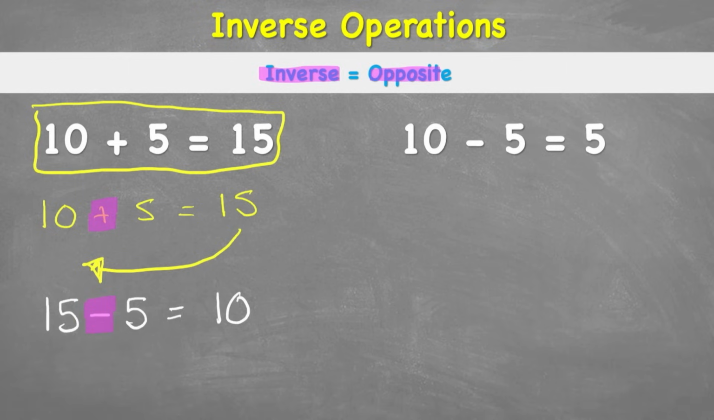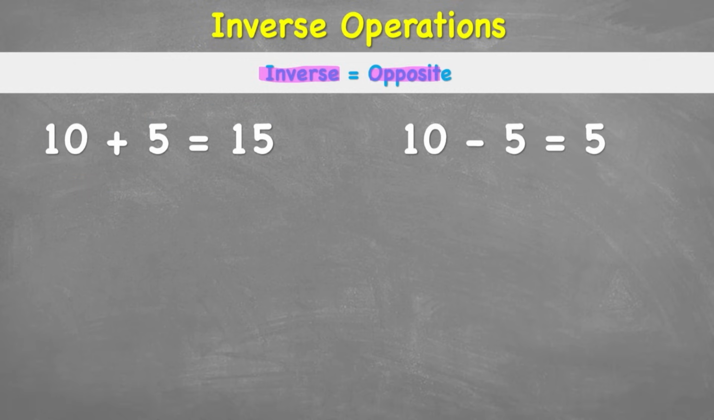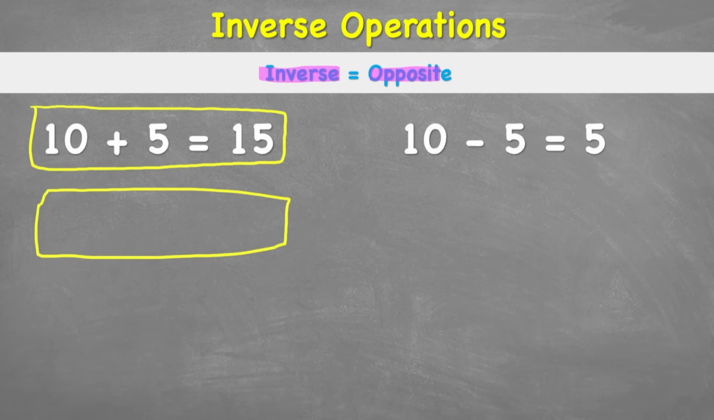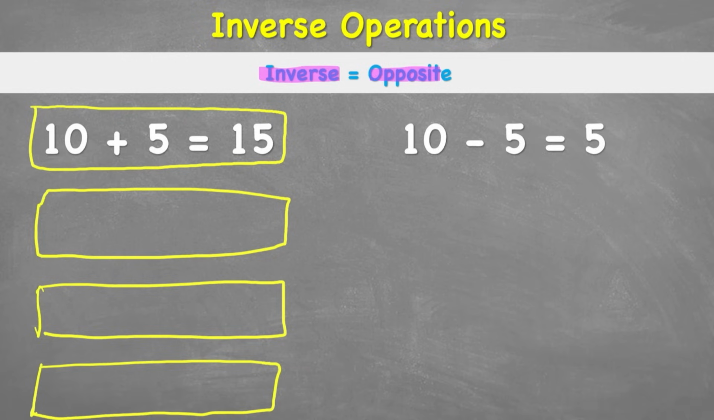And both of these number sentences give us the correct answer, because 10 plus 5 equals 15, and 15 subtract 5 equals 10. So how does this work, and why does it work? Well, to understand, we need to understand something really important about number families. And that is that every number sentence, like this one just here, has a number family. Each number family has 4 members. So we have 10 plus 5 equals 15, but using the exact same numbers, we can do 3 more number sentences.